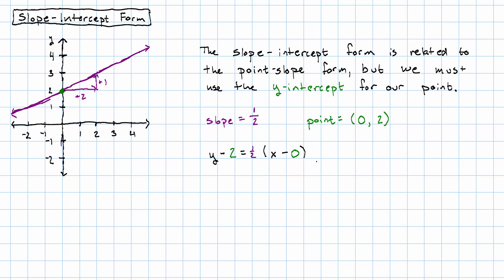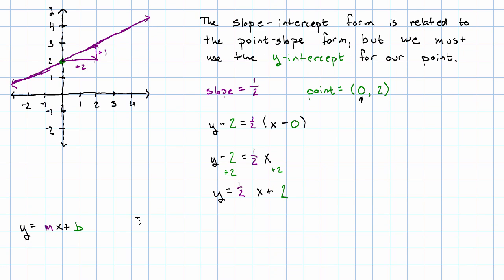But something good happens to us because we're specifically subtracting 0, which we always will be if we use the y-intercept for our point. X minus 0, that's just x. So we don't need those parentheses because nothing's happening in there. Something really cool happens now if we add 2 on both sides. We have y equals 1/2 x plus 2. We've seen that form before. That's that y equals mx plus b form we saw working with the tables.